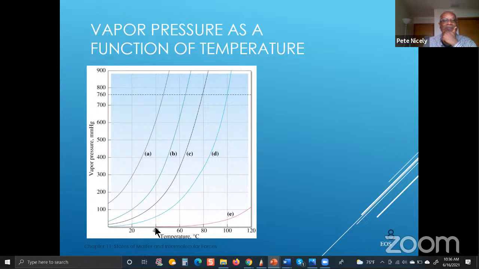So for example, if you take 40 degrees here as a temperature, and you compare the vapor pressures of the different liquids, you'll see that water has a vapor pressure of about, I would estimate, about 50 or just about 50, maybe 60 millimeters mercury. And then in the case of C, whatever C is, its vapor pressure would be about maybe just under 150. And then in the case of B, its vapor pressure would be about 250. And then in the case of A, its vapor pressure would be about 600 millimeters mercury, all right?